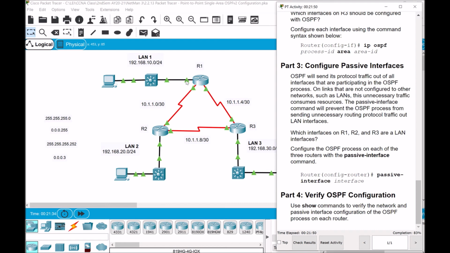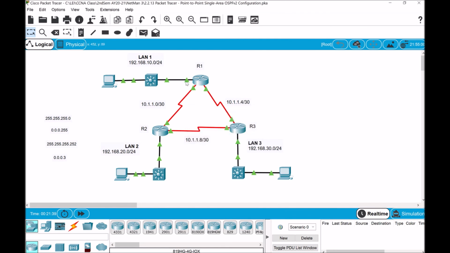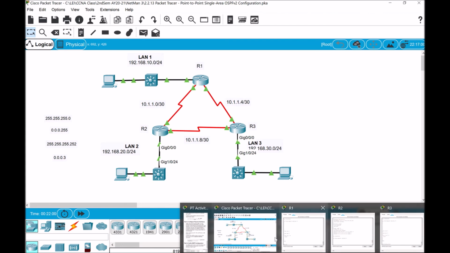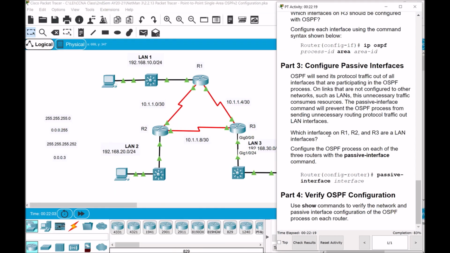So, which LAN interfaces do R1, R2, and R3 have? What interface would this be? This is actually gigabit interface 0/0/0. The one that connects R2 to LAN 2 is also 0/0/0. The interface which connects R3 to LAN 3 is also 0/0/0. So we have to configure these passive interfaces. Alright? Okay, so how do we do that?